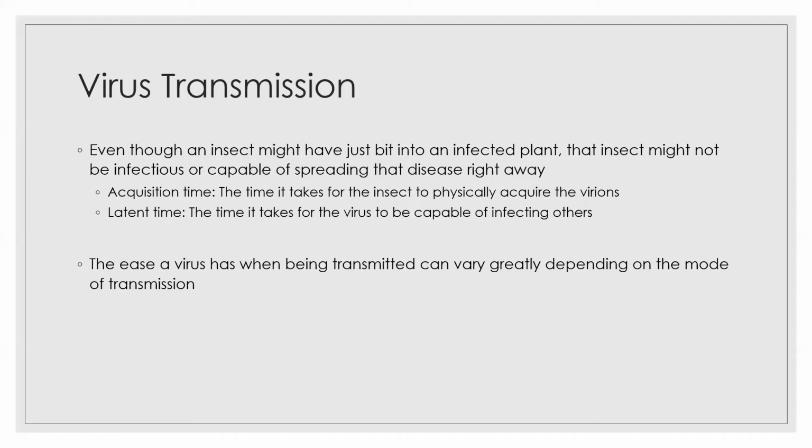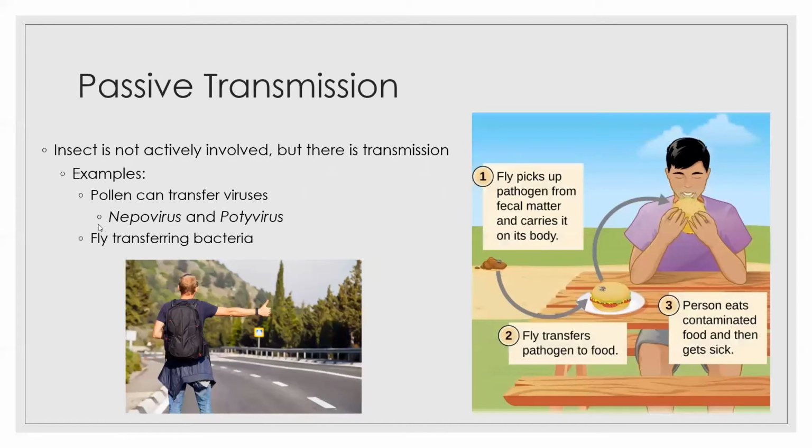So now we're moving on to the modes of transmission. I relate these modes of transmission to traveling, like ways of getting around. And so, starting with passive transmission, this is where the insect isn't actively involved. It's not really helping to spread this virus or this pathogen, but there is transmission because of this insect.